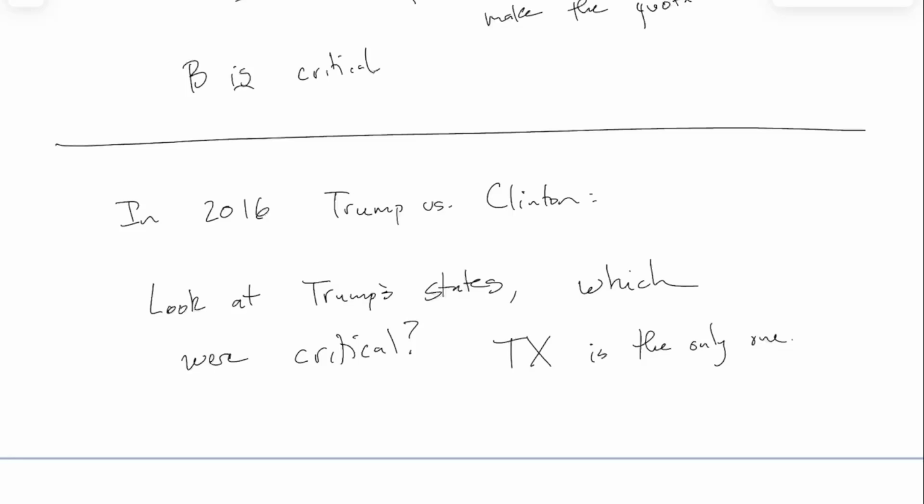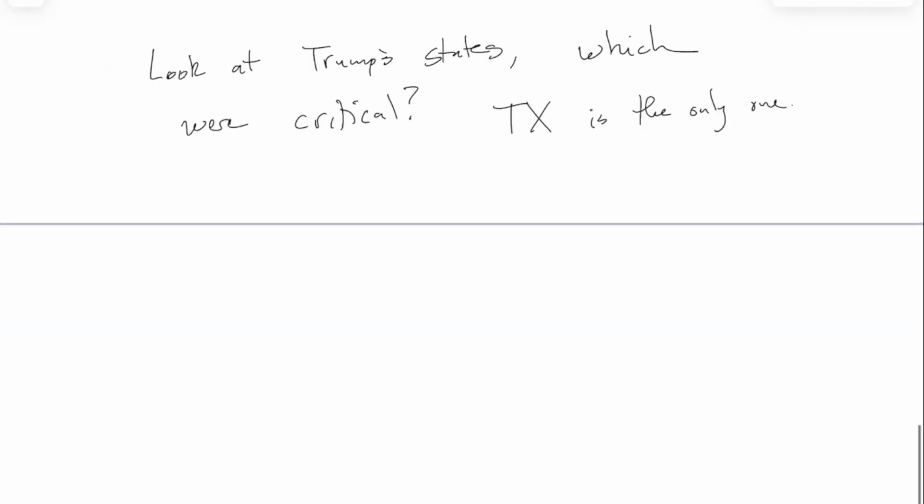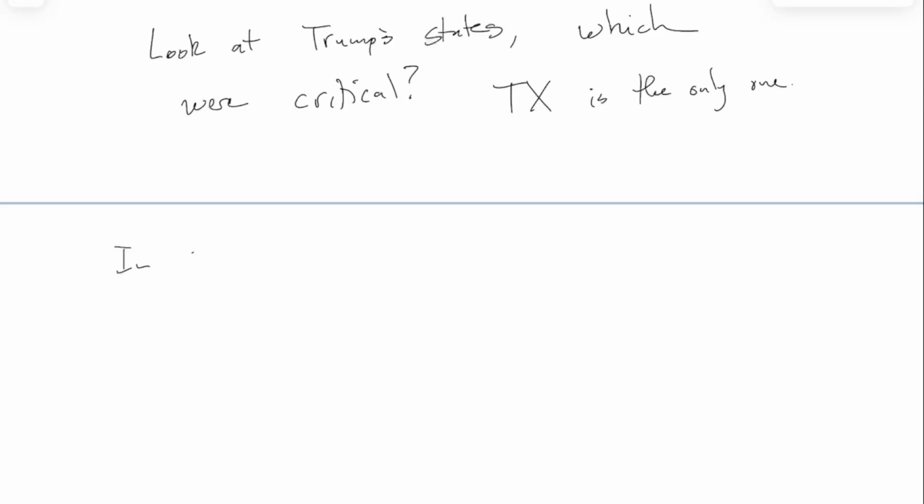All right? And we don't really ask the same question about Clinton because, remember, in the Banzhaf, you only consider the combinations which make the quota. So it doesn't make sense to talk about Clinton in the same way. What about Biden? So can we look at the 2020? Now Biden was the winner, so we should be looking at Biden's combination. In Biden's combination, which are critical?